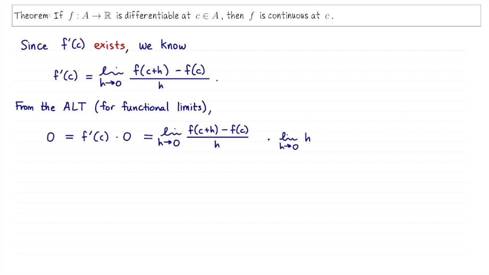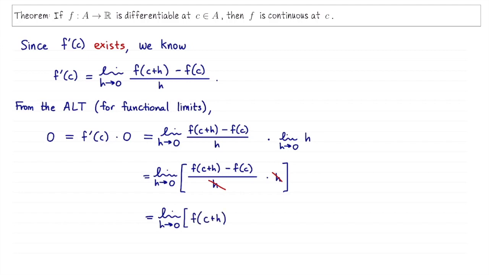So this proof is sort of funny. It's the kind of thing you play around with until you figure out how it works, because I don't think I would ever jump off from this point. It just feels so backwards to write the number 0 in this way. Since these limits both individually exist, I'm going to merge them into one single limit using the algebraic limit theorem. So we can say that 0 is now going to be equal to the limit as h goes to 0 of f of c plus h minus f of c all over h times h. The h's cancel, and we're left with the limit as h goes to 0 of f of c plus h minus f of c.